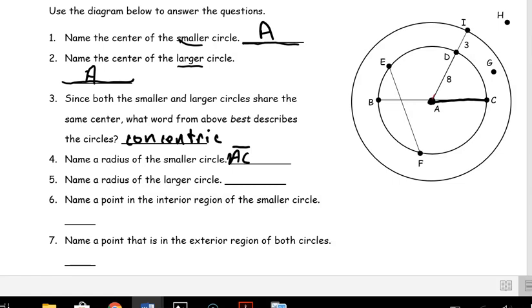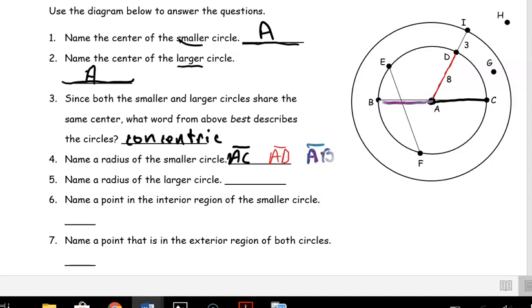We also could have done AD. That starts in the center and goes out to the circle. And we also could have done AB. The one's not working so good here. AB, all right, that segment is also a radius of the smaller circle.